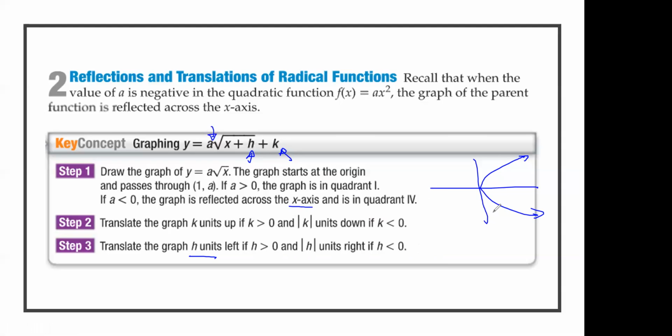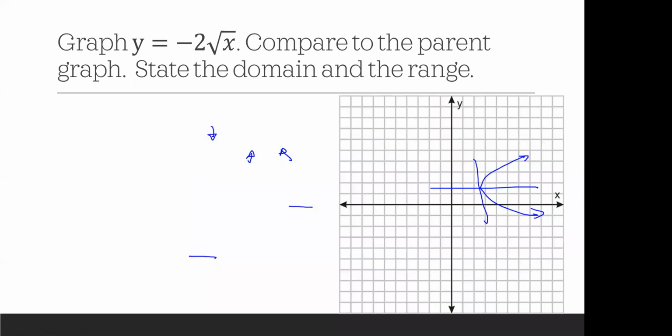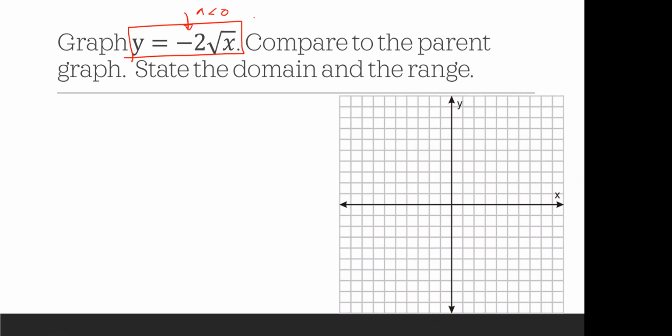All right, so let's take a look at this problem here. Okay, so we've got the graph y equals -2 times the square root of x. So first thing, a is less than 0, so it's going to be reflected over the x-axis. Okay?